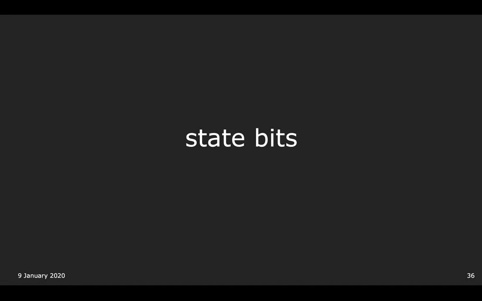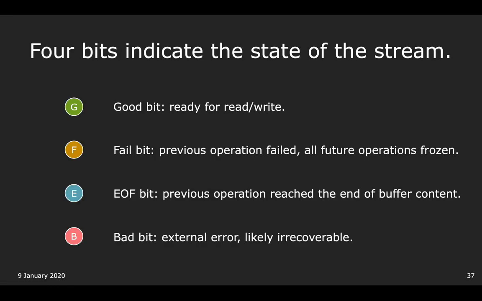Let's talk about state bits. There are 4 bits which indicate the state of a stream, okay? And they're color-coded like here. There's a good bit, a fail bit, an EOF bit, and a bad bit. Okay, just a quick overview. Good bit means everything's good. Fail bit means the previous operation failed. EOF bit means the previous operation reached the end of whatever buffer you have. And the bad bit means something bad happened. Pretty self-explanatory. Well, except the EOF and the fail.